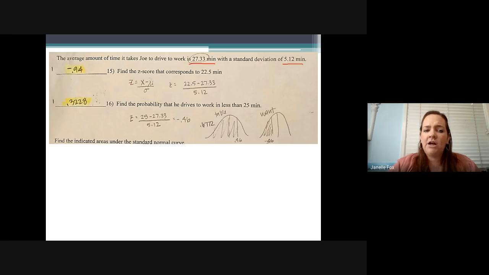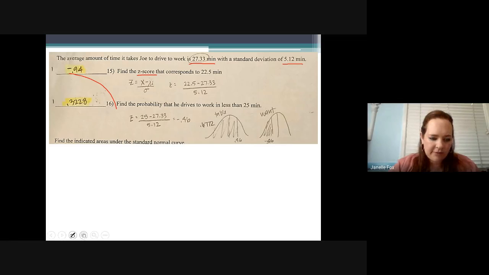So we take our Z-score. Z is equal to X minus mu, the mean, over the standard deviation. So I took the value of 22.5, subtracted 27.33, and then divided by 5.12. That's literally all they wanted you to do. There was nothing else. They just wanted you to find the Z-score. I know a common mistake for some students is to now use the table with that, but this question just said find the Z-score. And so it's negative 0.94.